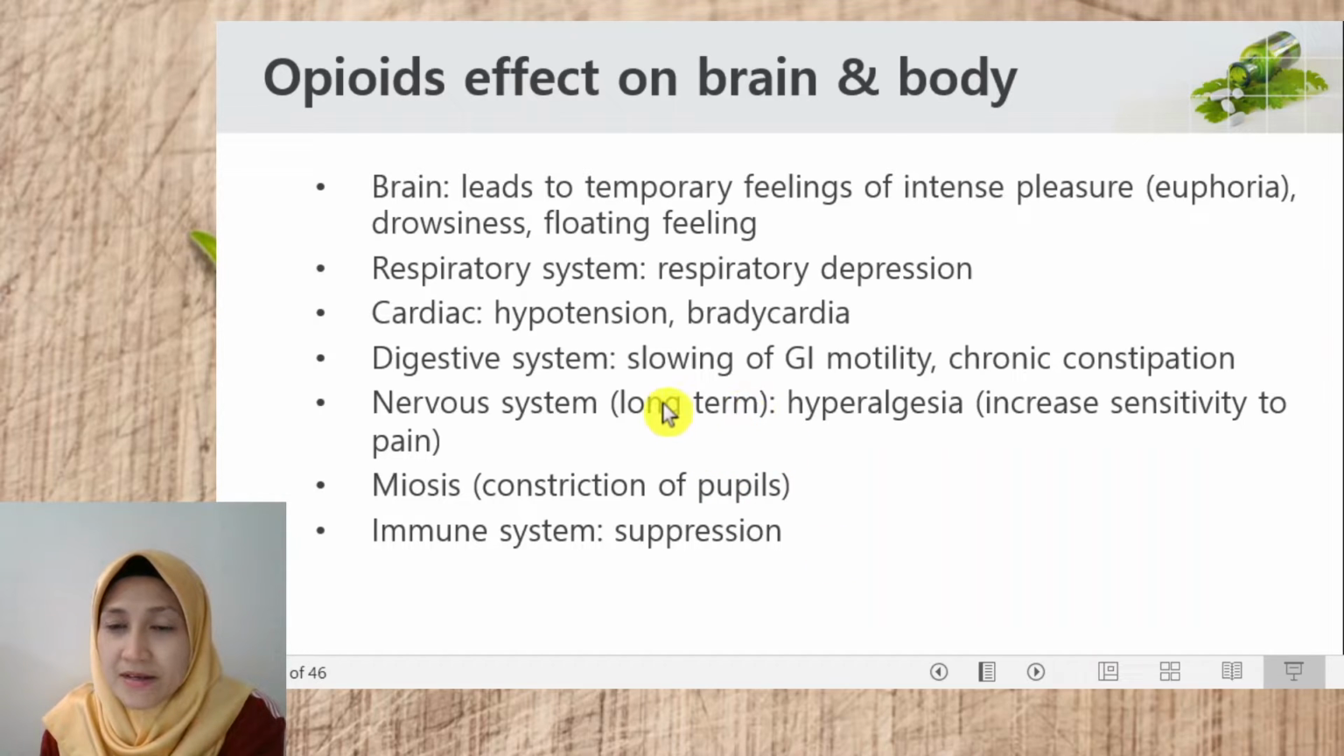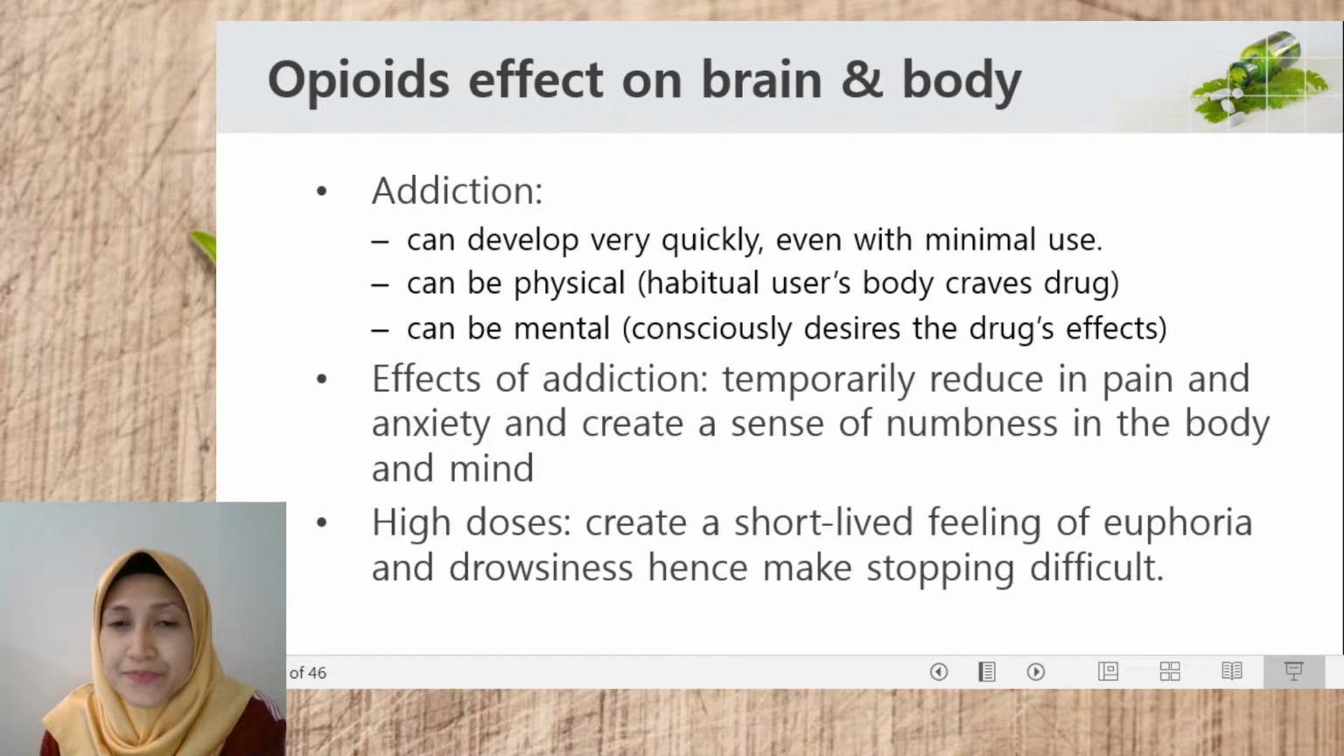Nervous system, in the long term, it will cause hyperalgesia, increased sensitivity to pain. So weird enough, it is originally used in the medical field as a painkiller, but then in the long term, it will also cause hyperalgesia to the users. It will increase the sensitivity to pain, and it can also cause miosis, constriction of pupils, and also immunosuppression.